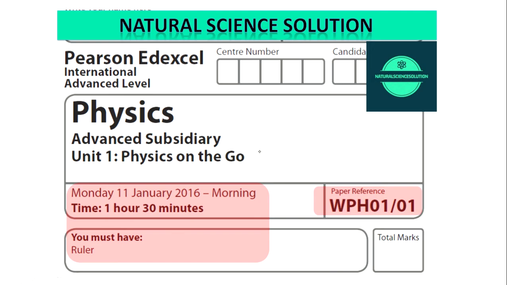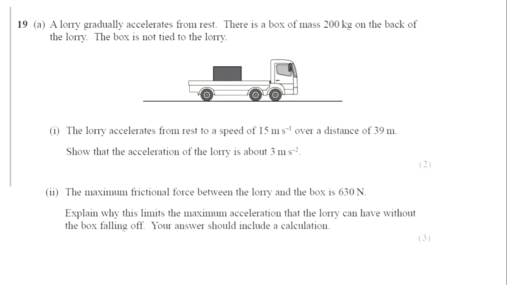So let's start. Question number 19. A lorry gradually accelerates from rest. There is a box of mass 200 kg on the back of the lorry. This box is not tied to the lorry. The lorry accelerates from rest to speed 15 over a distance of 39 meter. Show that the acceleration of the lorry is about 3 meter per second square.